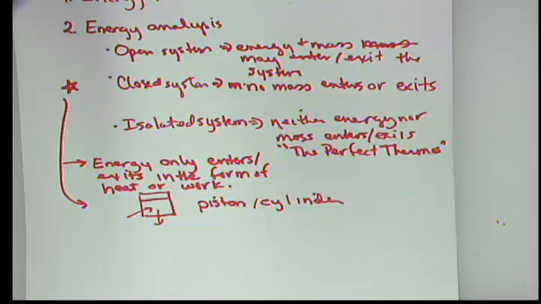So that's the kind of difference. We're talking about energy that can be associated with mass and energy that's associated without mass. And the upshot is the only type of energy that crosses a system boundary that is not associated with mass is either heat or work. So we're going to talk about what those two things are.